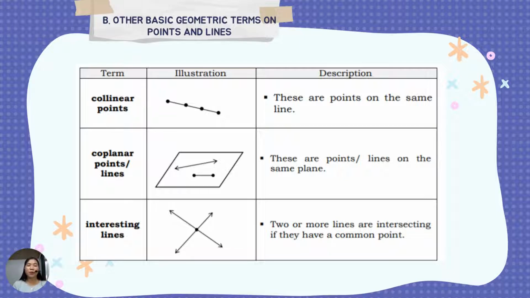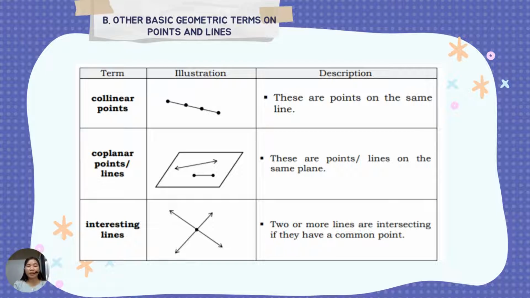Next, let's go with the other basic geometry terms on points and lines. For the points, we have collinear points. In an illustration, these are points on the same line. They are collinear because they lie on the same line. These 4 points lie on only one line. We call that collinear points.